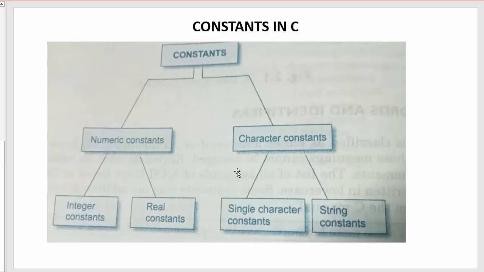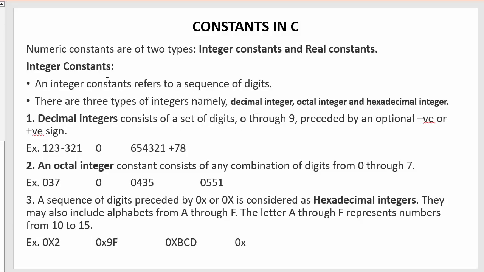Okay, so we will see each and every one of these categories in detail, one by one. Numeric constants are of two types, as I have said: integer constants and real constants. First, let us see what integer constants are. An integer constant refers to a sequence of digits. Any digit or sequence of digits can be considered an integer constant.